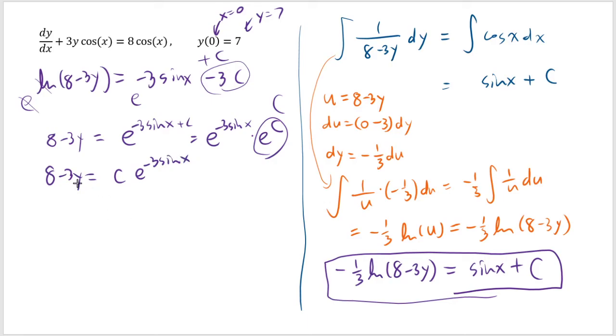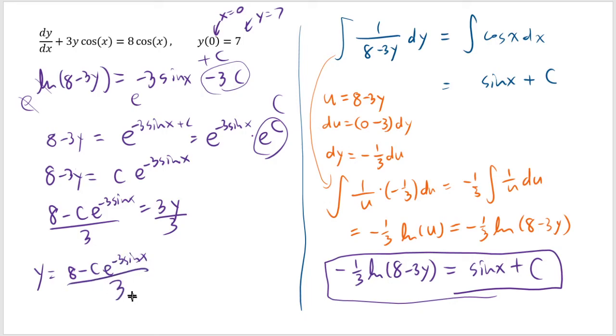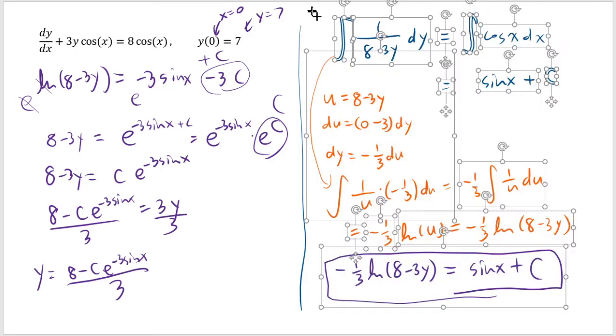And then move 3y to the other side, move this to the other side, so we get 8 minus c times e to the negative 3 sine x equals positive 3y, and then divide by 3, and we're almost there. y is (8 minus c e to the negative 3 sine x) over 3. But we still need to figure out what c is. So let's erase this part.